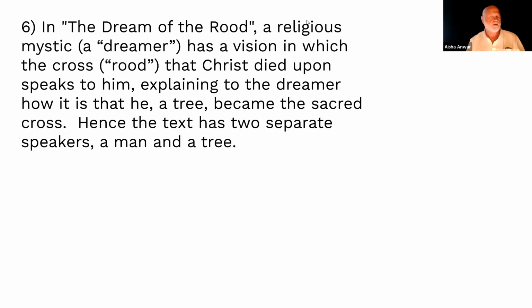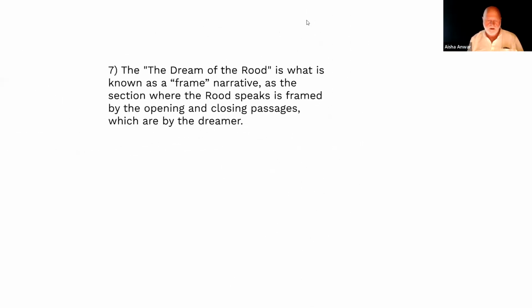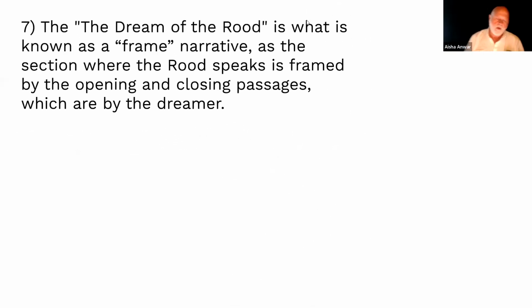Like, remember Virgil's first eclogue, Meliboeus and Tityrus are going back and forth. It doesn't work that way, but they both are speaking. So let me show you how it works here. It's a frame story. There's a section where the Rood speaks, and there's the section where the dreamer speaks. So how does that work?